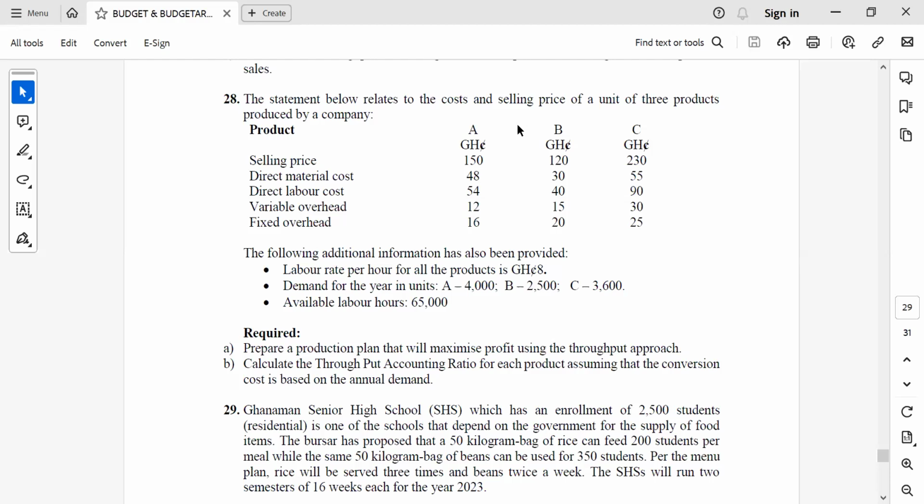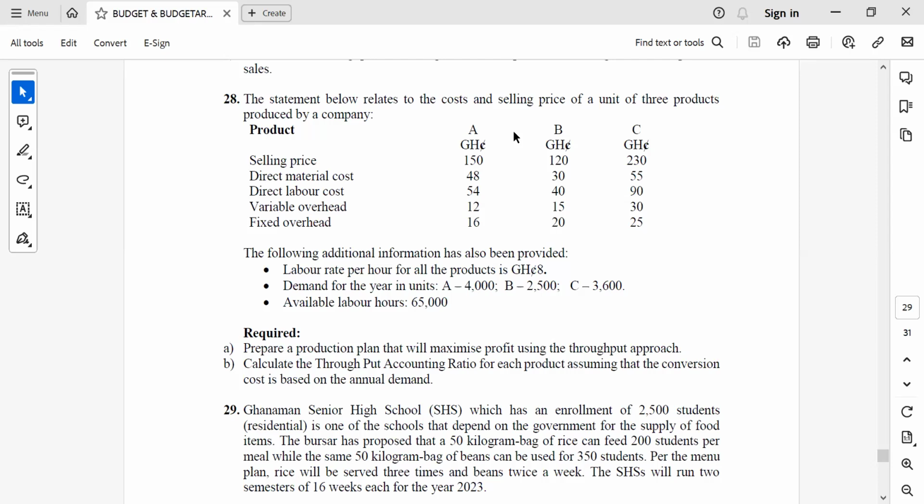So the first one is that they're asking us to do the product mix or the production plan using the throughput approach. What are we going to do to know the production plan? The products are 3. So how do we determine which one we are going to produce first, which second, and which last? We have to first find the contribution of each product. So how do we calculate the contribution?